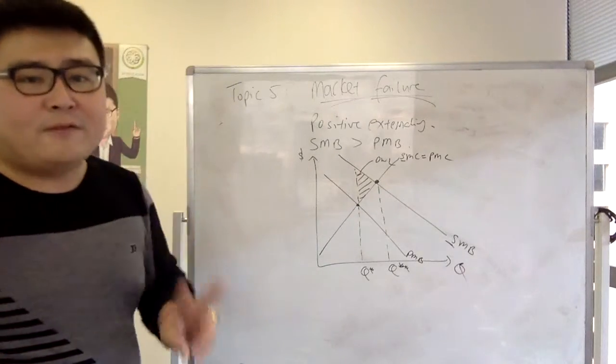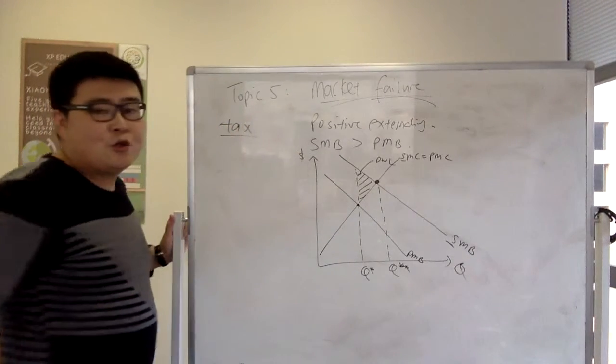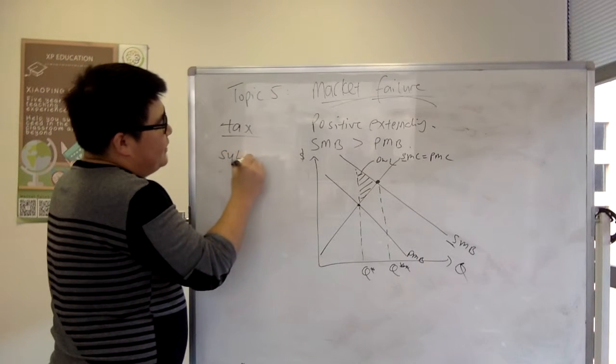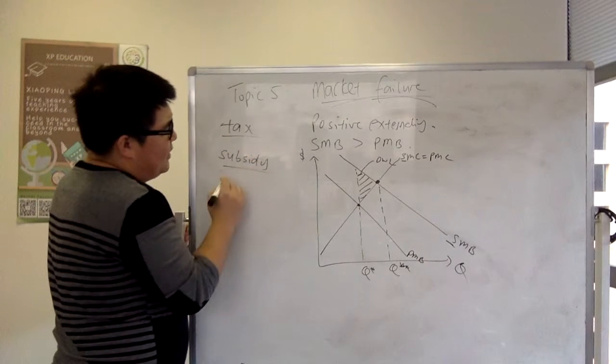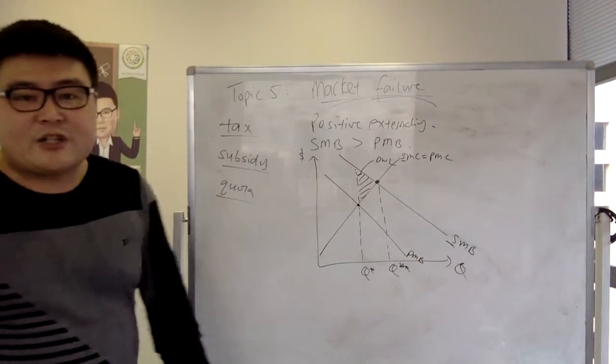Now, there are two major forms they can do. One is to use a per unit tax, yes? The other is to use a subsidy. And the last one to use is what we call a quota, yes? Or some sort of production quota.